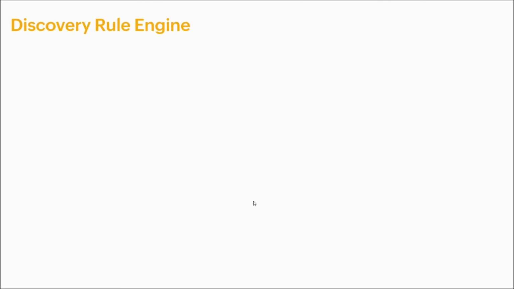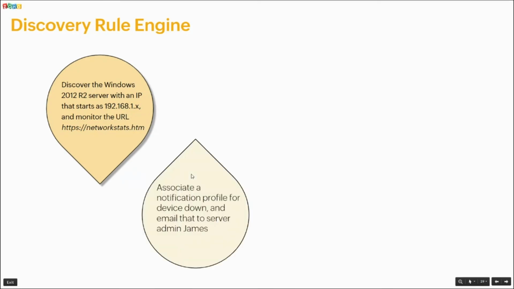Let's take an example to understand how the discovery rule engine is going to save our time and how we can configure it in real time. As an example, I'm going to make a discovery for my Windows devices. If I see any Windows 2012 R2 server with an IP which starts with 192.168.1.x, I want to add a URL monitor to that device automatically. The second action I want to perform is to associate these devices to a notification profile for device downtime and email it to my Windows admin, James.